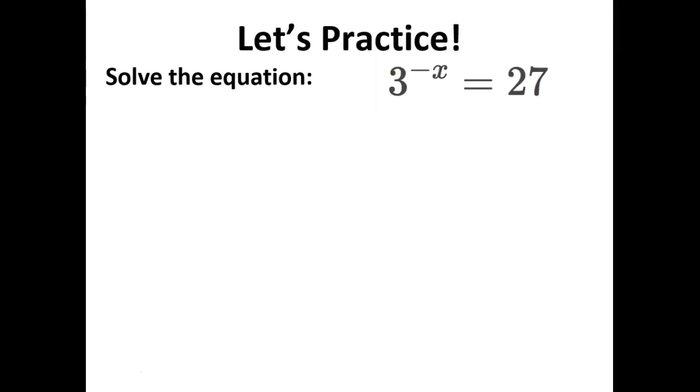So we have 3 to the x is equal to 27. This would be the same thing as 3 to the minus x. 27 is 3 to the third, because 3 times 3 times 3, we have 3, 9, 27. In order for these two to be the same, since the base is the same, all that has to happen is the negative x has to equal the 3, or the x would have to be negative 3 if we multiply both sides by negative 1.